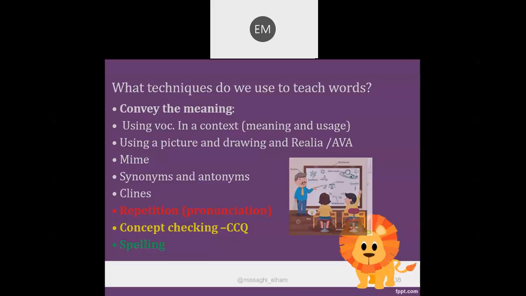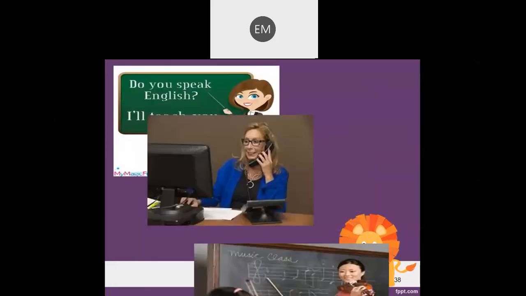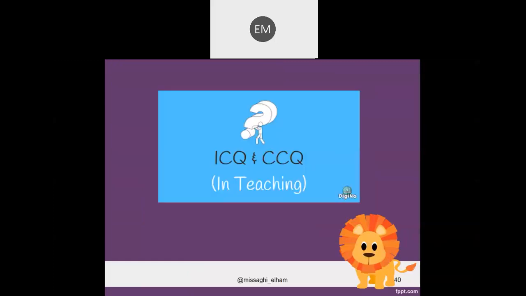Concept checking questions. Can you give me an example for concept checking questions? How do you check with your students if they have learned the meaning correctly? By giving them a number of sentences and a box of words, and we ask them to complete the sentences using the words in the box, or it could be in the form of matching a column of words with a column of sentences. I think it would be very interesting if we ask them to do them in pairs or groups. Yes, thank you.